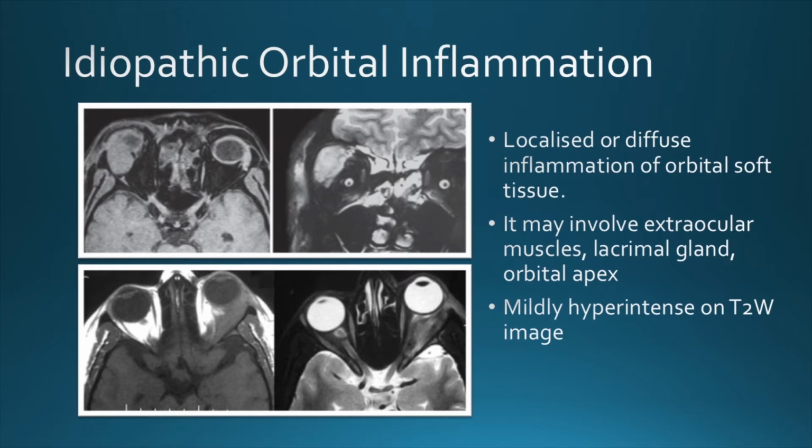And here, involvement of muscle with diffuse and isointense lesion involving muscle belly and tendon. And on T2 weighted image, the intensity of the lesion increases, which suggests an inflammatory disorder.